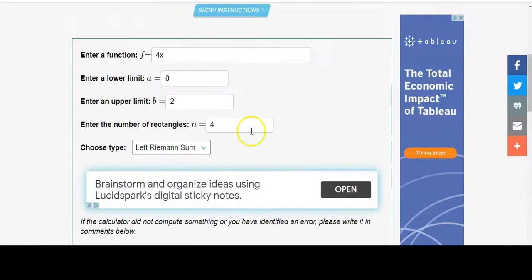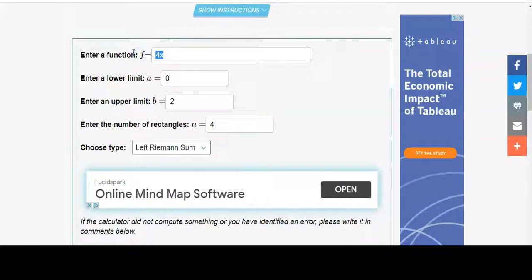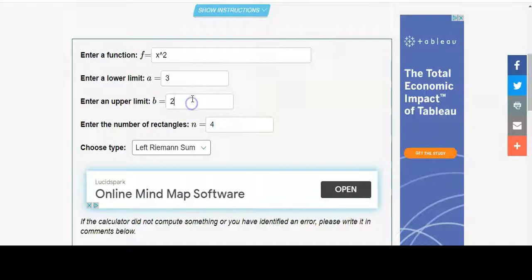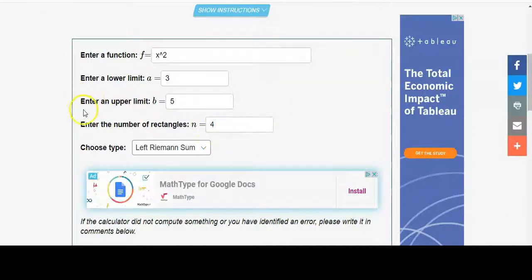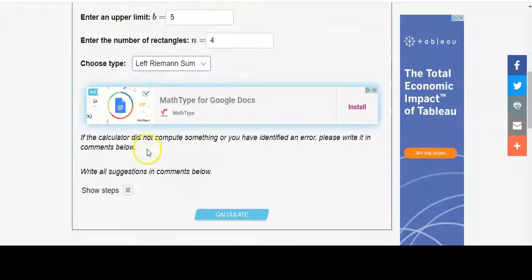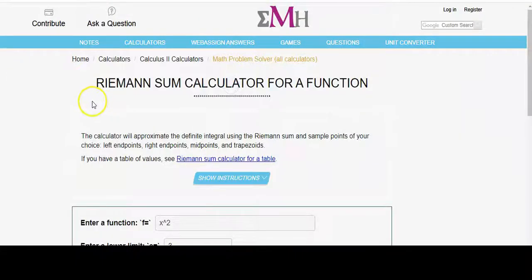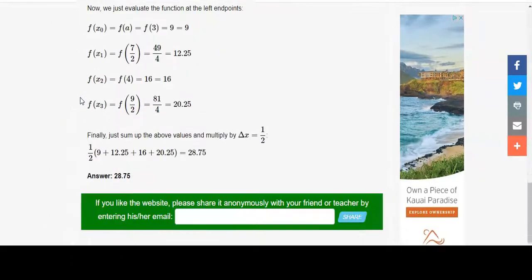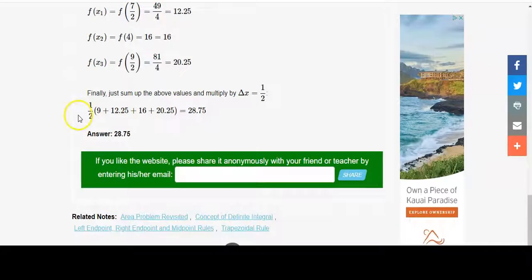Okay, we're going to try it one more time, and let's do it with a quadratic. So I have x squared, and I want to go between 3 and 5, so here's 3 and here's 5, and let's start with 4 rectangles. And again, I want it on the left side. So hit calculate, and it's going to give me, where did it go? 28.75.